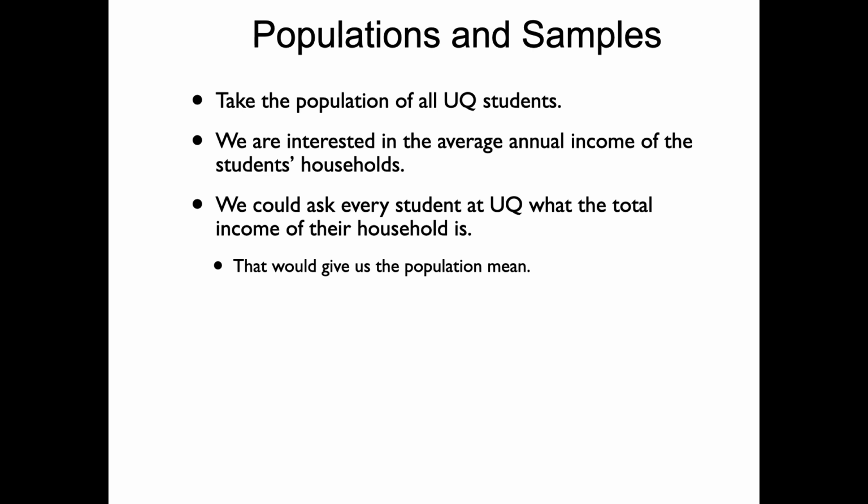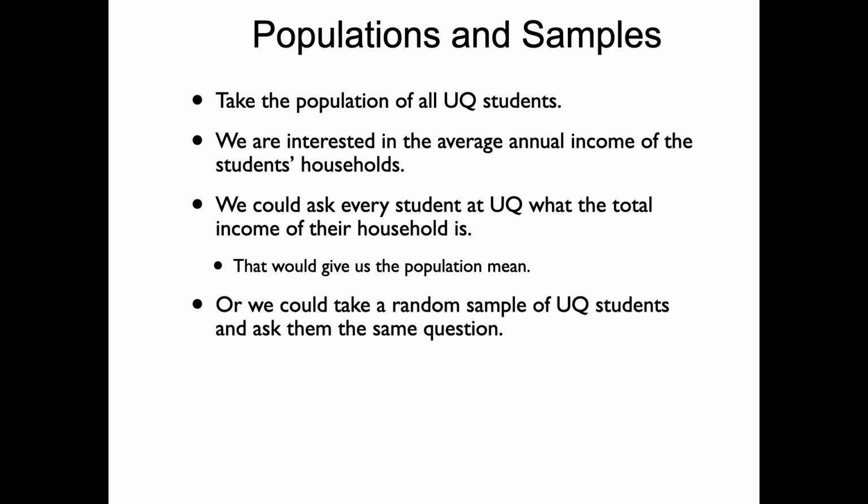We would know the mean of all of our UQ students' population. That would probably be very hard to do, and we probably would have a hard time tracking everybody and getting them to say yes and tell us what their average annual income is. So an alternative would be that we could just take a random sample of these UQ students and ask them the same question. If we did that, we would then obtain a sample mean.